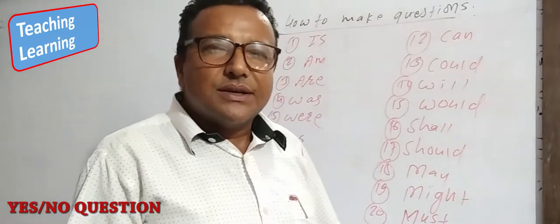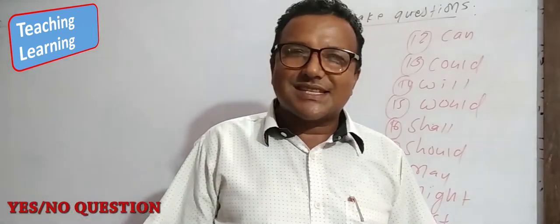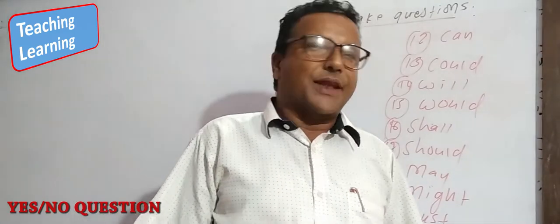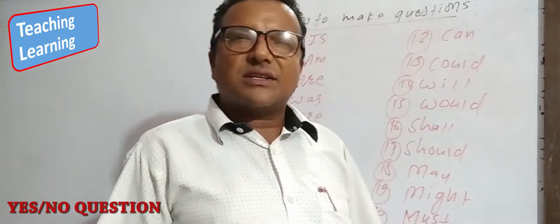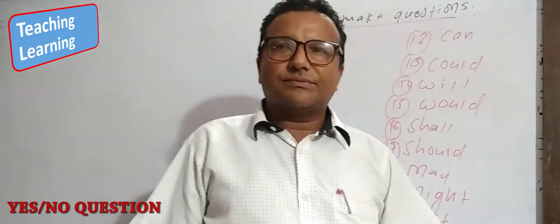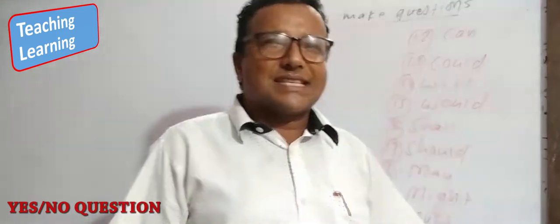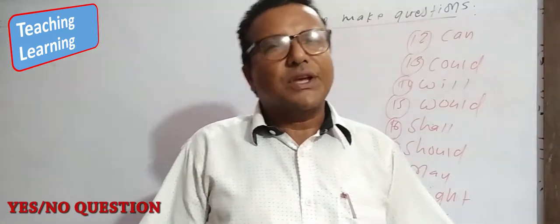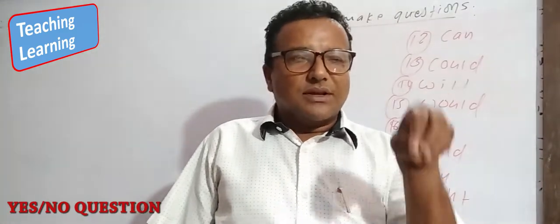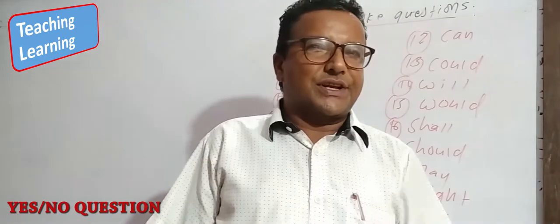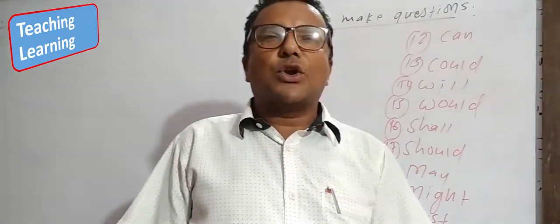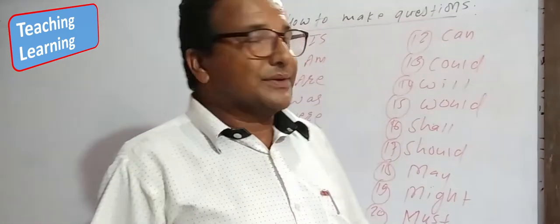Are you a student? For the positive answer, yes, I am a student. We are students. In the negative answer, no, we are not students. Have you gone to the USA? Yes, I have gone to the USA. No, I haven't gone to the USA. Because this is a yes no interrogative, it needs yes or no for giving the answer.